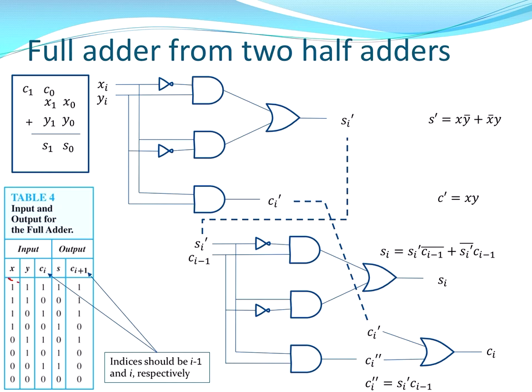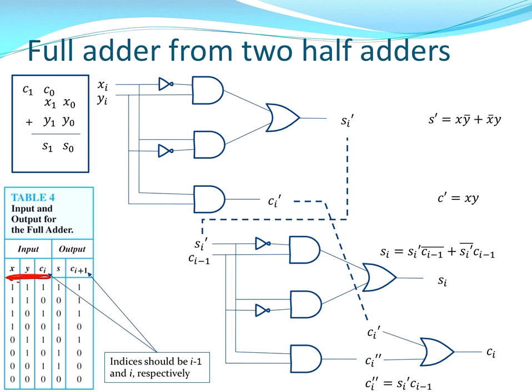Now a full adder is going to have 3 inputs. It's going to have x and y and the carry digit. And just note that the indices are not correct. I get this table from the book. The carry digit should have the index from the column it came from.